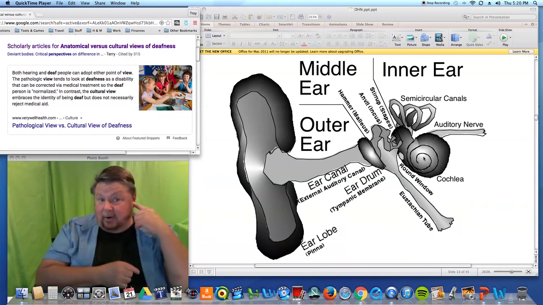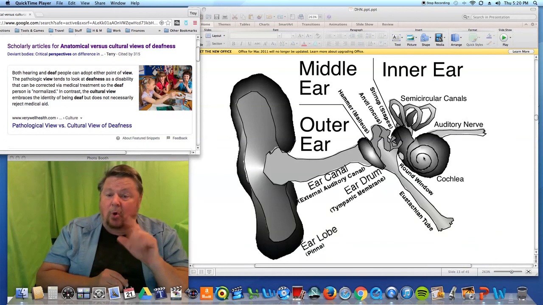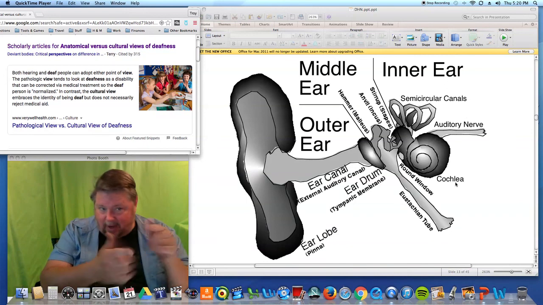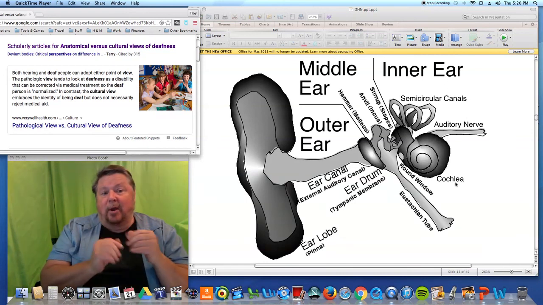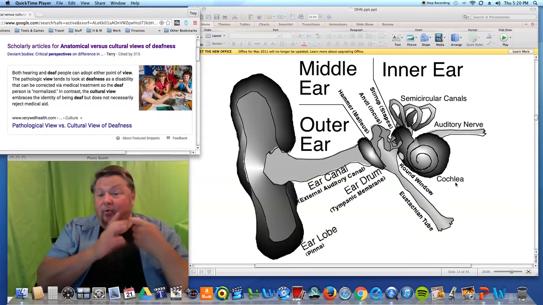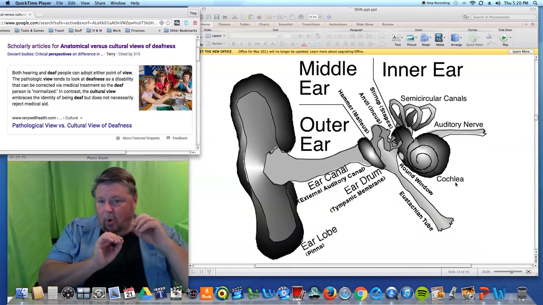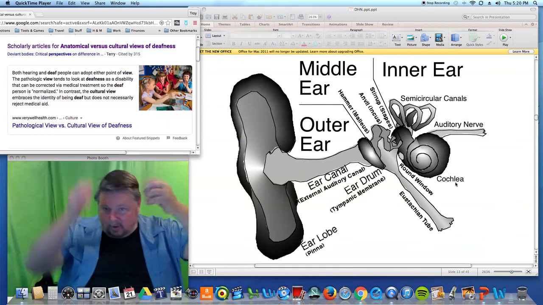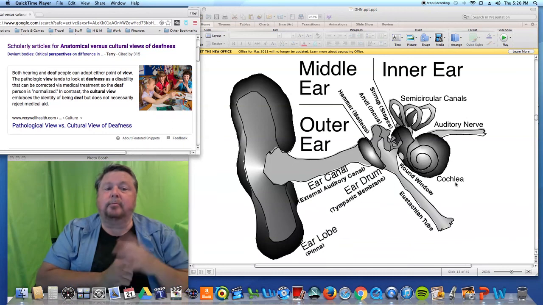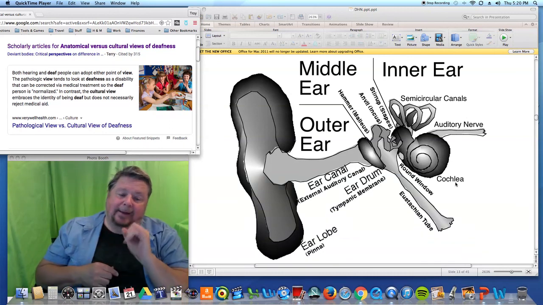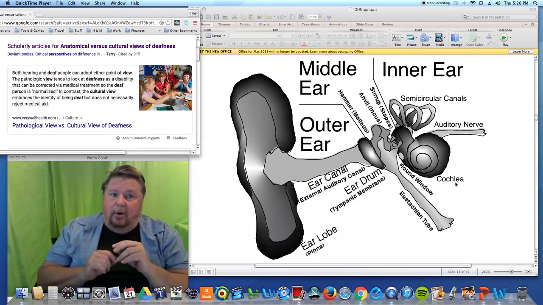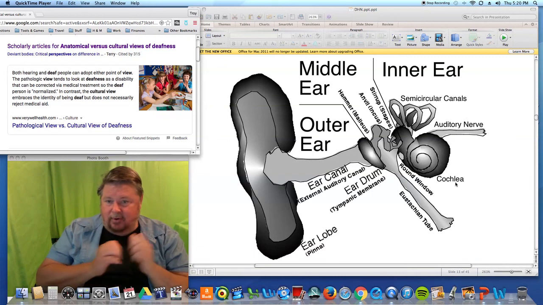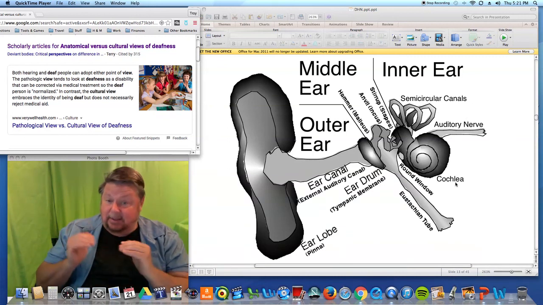In the inner ear, mostly we talk about the cochlea, and you've heard about a cochlear implant. That's where that happens. And we have two other big parts to it. You have the auditory nerve, which goes into the brain. You also have the semicircular, or half circle, canals, and those don't deal with hearing. They deal with balance. Interesting.